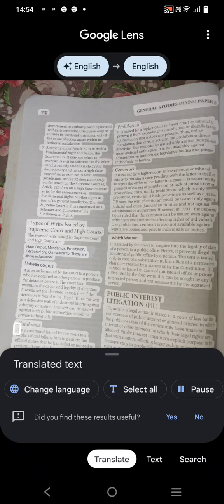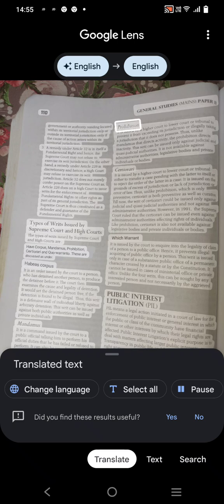Mandamus. It is a command issued by the court to a public official asking him to perform his official duties that he has failed or refused to perform. It can also be issued against any public body, a corporation, an inferior court, a tribunal or government for the same purpose.